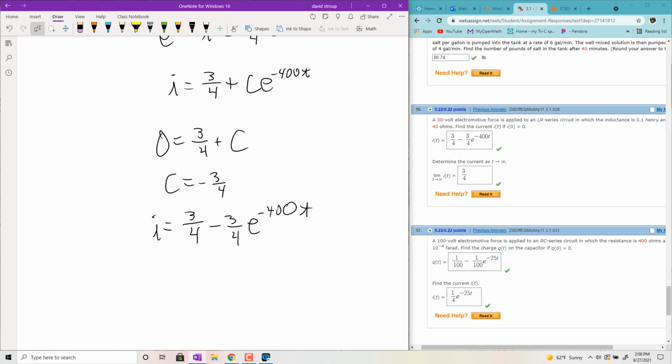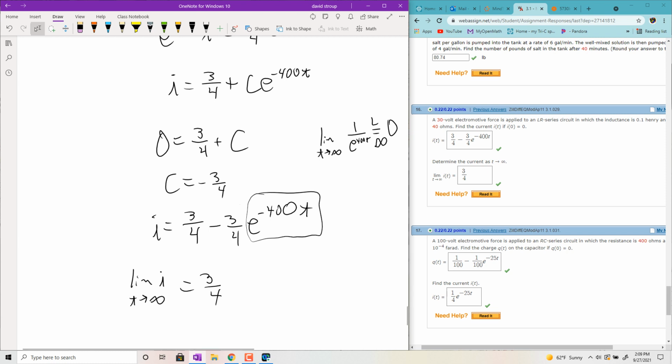and then the second term is transient, so the limit of I as t goes to infinity should just be 3/4, because if you take the limit of e to the negative 400t as t goes to infinity, e to the negative 400t is the same as 1 over e to the 400t. So you would get something in the bottom which is going to infinity, and so that would just be 0.